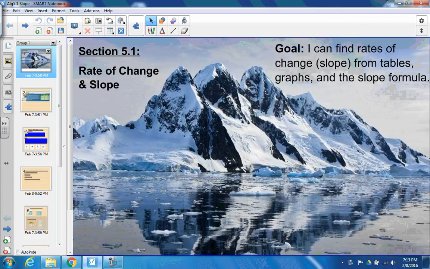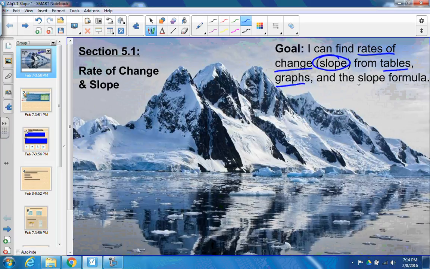It's Mr. Pouts, and we're going to do section 5.1, starting off chapter 5, all about linear equations. And we're going to focus today on slope, because slope is a big part of linear equations, since all lines have some sort of a slope. So our goal is to find rates of change, which in other words is slope, from tables, graphs, and the slope formula. So we're going to talk about three different ways.